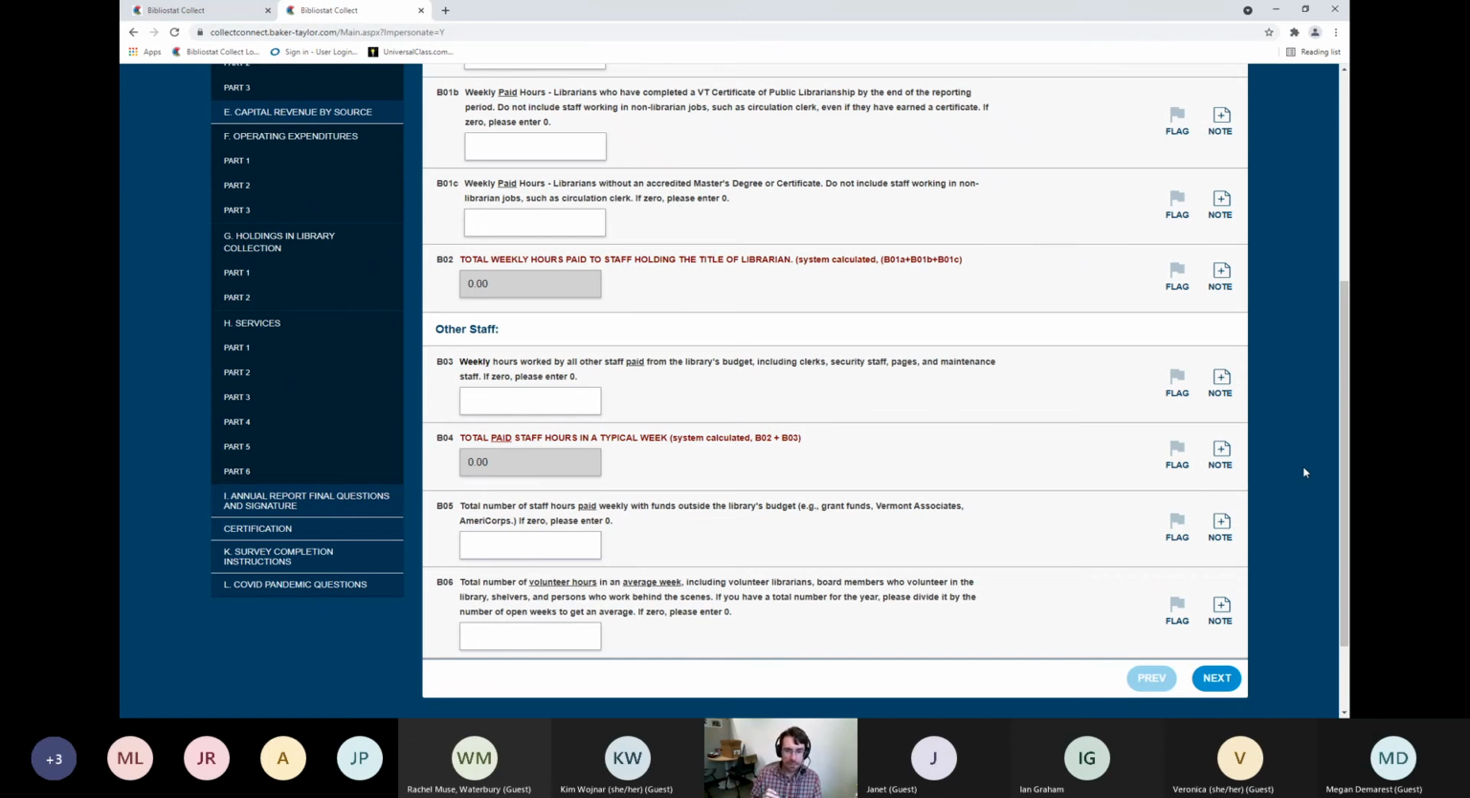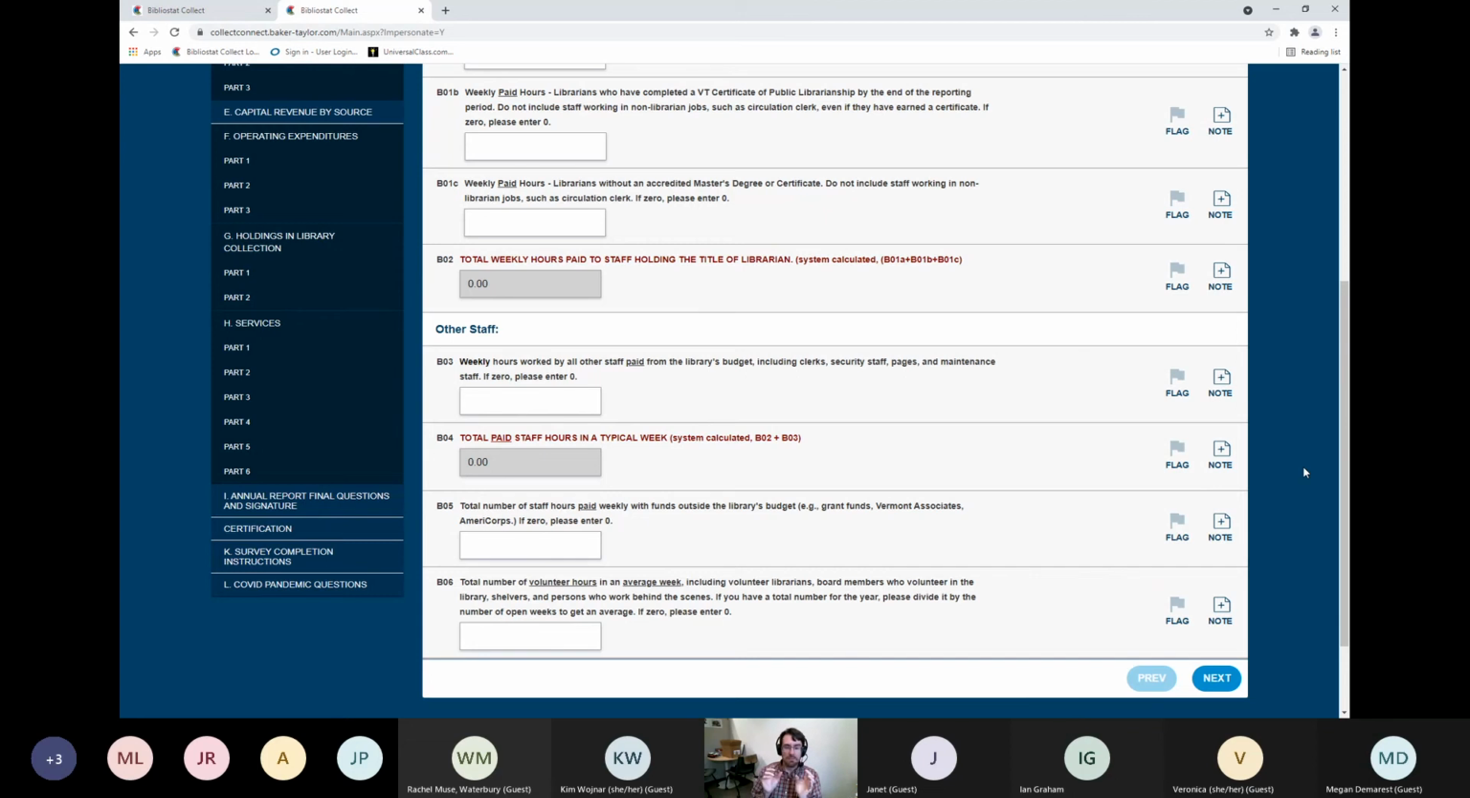Next, total number of staff paid with funds outside the library budget. This doesn't happen super often, but you may have AmeriCorps folks, or people who are totally grant funded or funded by some other organization. If the money never goes through the library, this is where we want those people to be. And again, we just want their weekly hours.